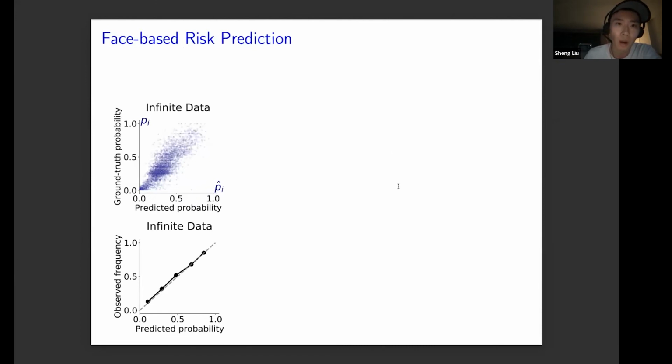Before I talk about what we can do, here are some graphs showing that if we have infinitely many data, meaning for example we can resample the labels during training, then the predicted probability of the deep neural network is consistent with the ground truth probability. It's not surprising, right? And here is another graph showing the observed frequency is also in line with the predicted probability.